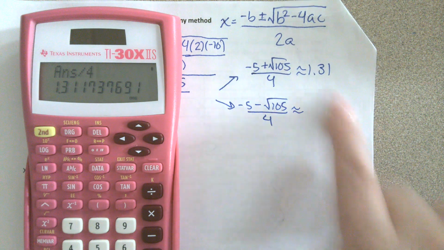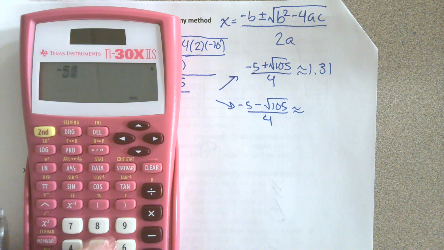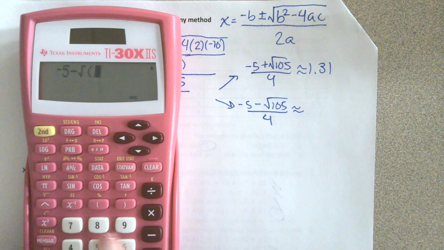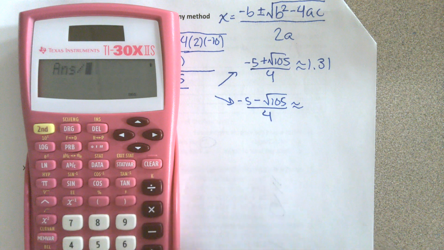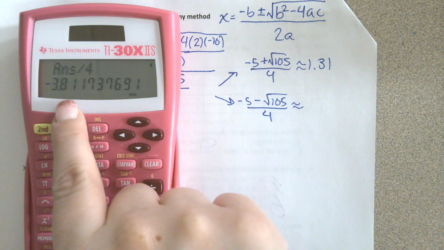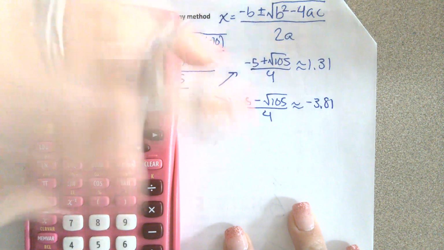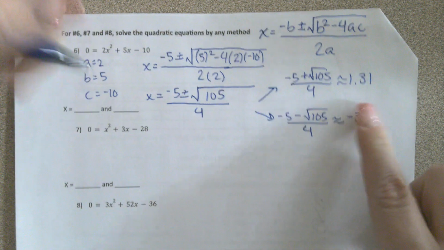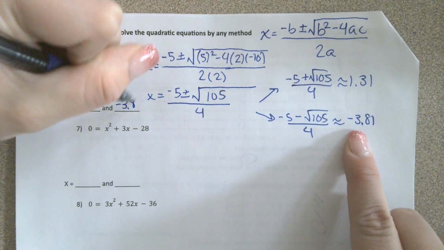And then I'm going to repeat that with the second expression. Negative 5 minus the square root of 105. Divide by 4. That gives me negative 3.81. These are my answers. 1.31 and negative 3.81.